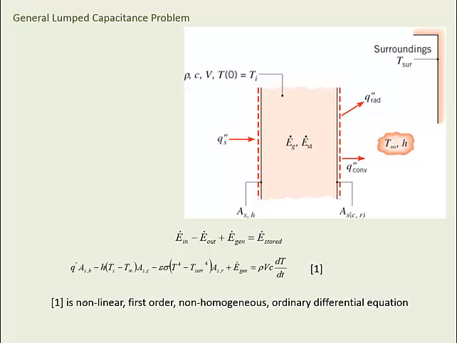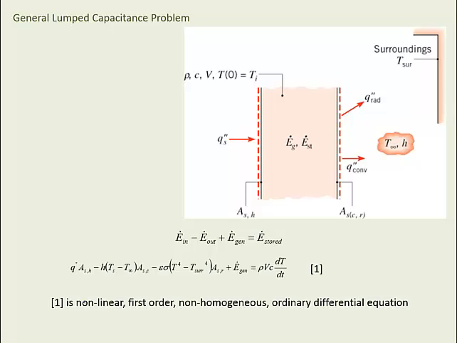A general lump capacitance problem I most often think of as we have some object that is suddenly exposed to a different boundary condition. And normally I think of that as a convective boundary condition. And that happens pretty commonly when you're quenching an object, or you take something out of the furnace and you blow cool air over it to cool it.